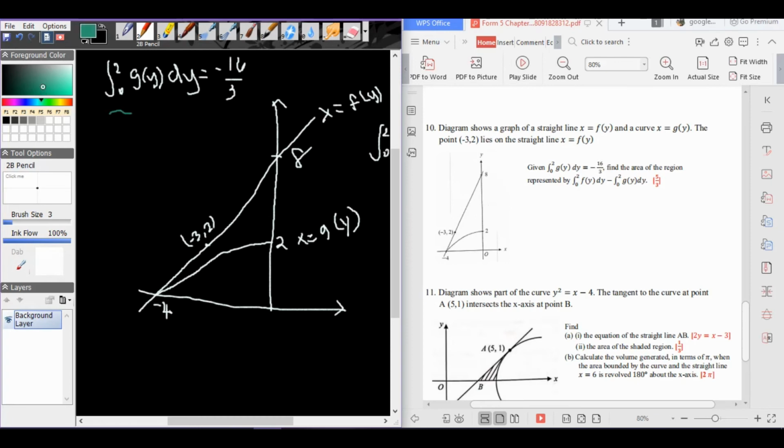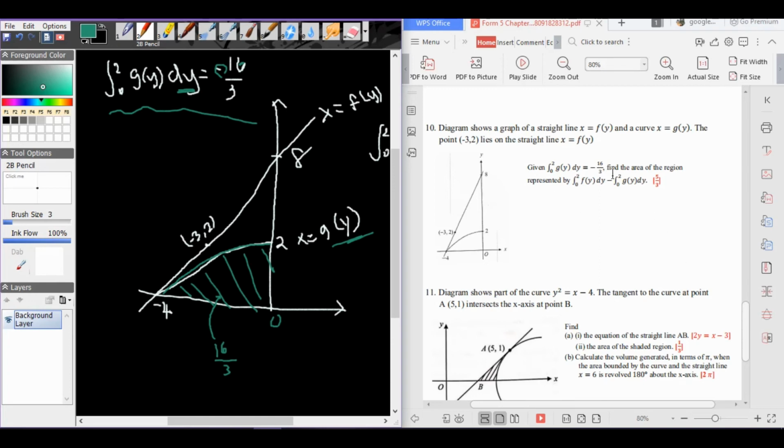Okay, so what is this? Integrate from 0 to 2 dy, that means with respect to the y coordinate. So from 0 to 2, g(y) is this curve. That means this is the area for this part, the integral from 0 to 2 of g(y) dy, which equals negative 16 over 3. This is negative because it is on the left side of the y-axis, so the area for this part should be 16 over 3. We just need the magnitude; we do not want the negative sign.